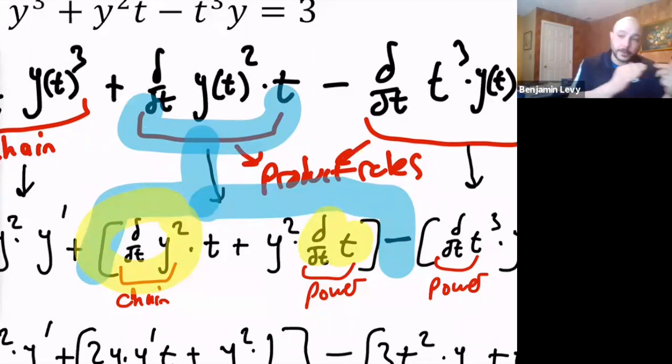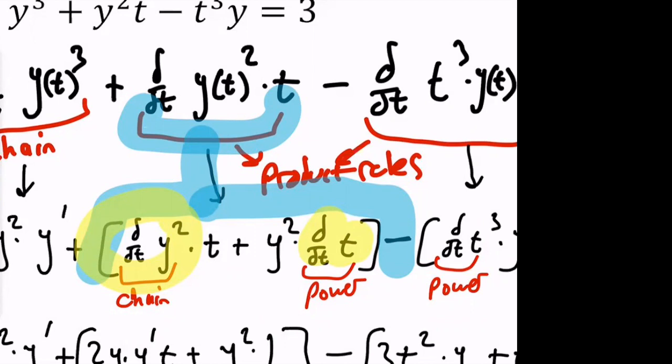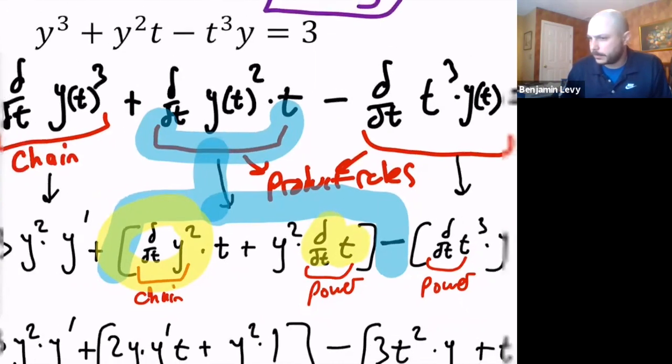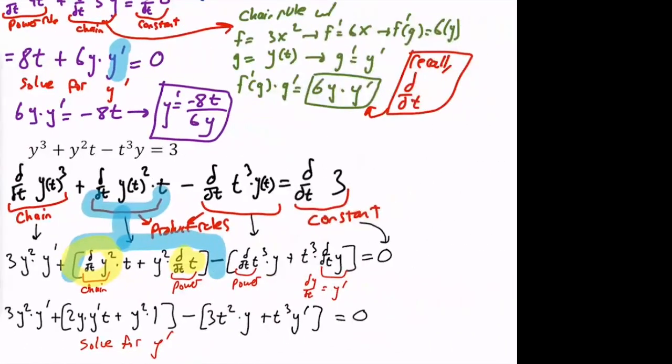On the first one, I know y is a function of t, and I'm doing d over dt of it, so that's what makes it a chain rule. And on the second one, if I'm doing d over dt of t, it's just a power rule. And so that's how we're breaking it down. And I'm trying to write out all the details. I don't know, maybe that made it look more confusing. I'm not sure. Does that clarify it? Yeah, it does. Thank you.